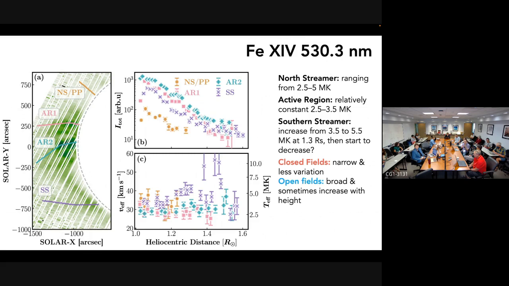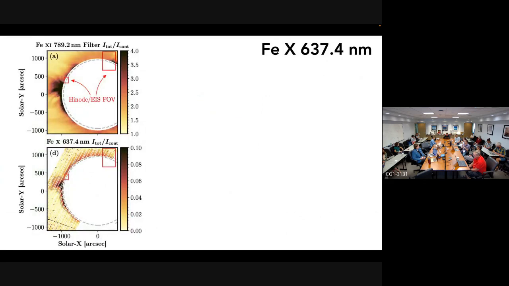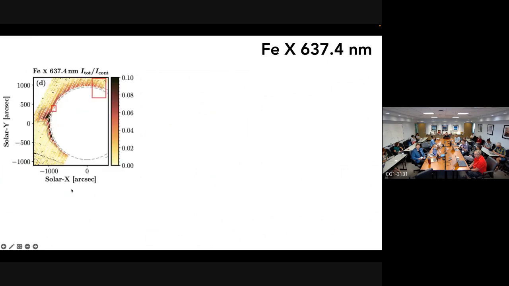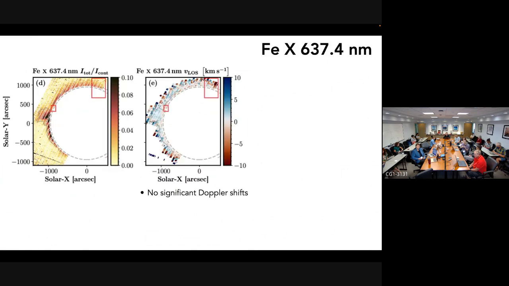In the closed fields, the lines appear to be narrower and show less variation. But in the open fields, we found broader lines, and sometimes they do increase with height in iron 14. For the iron 10, we do similar things. This is a comparison between the iron 14 and iron 10. Sorry, we don't have an iron 10 narrow band imager, so we also co-align them. And there's no significant Doppler shift that we found in the iron 10.